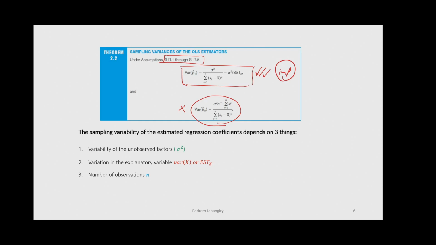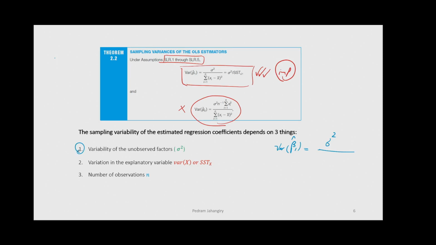Okay, so let's open up this equation and see what we have. Let me write it down here one more time. The variance of beta hat 1 depends on multiple things. The first, it depends on sigma square. So I'm going to complete this equation as we move on.